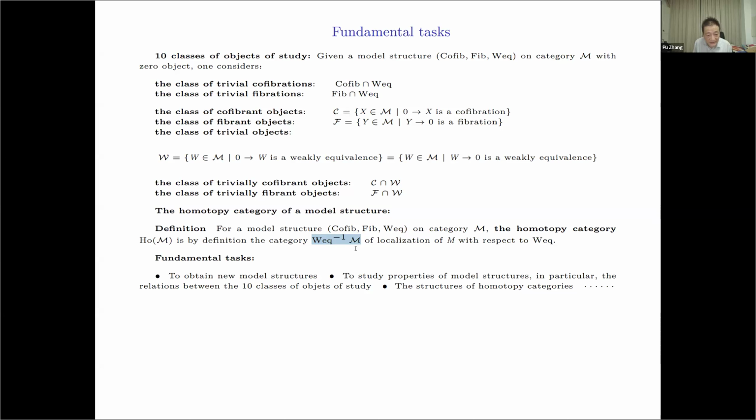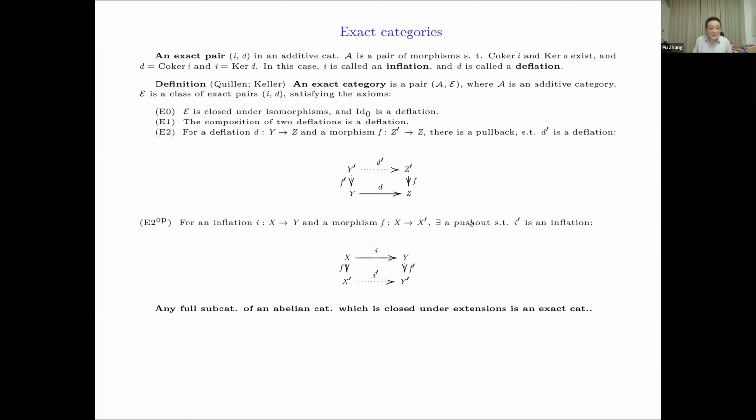Now, any triangulated structure we know can occur from the homotopy category of a model structure, in algebra at least. But usually this homotopy category is not triangulated, but it is called pre-triangulated.